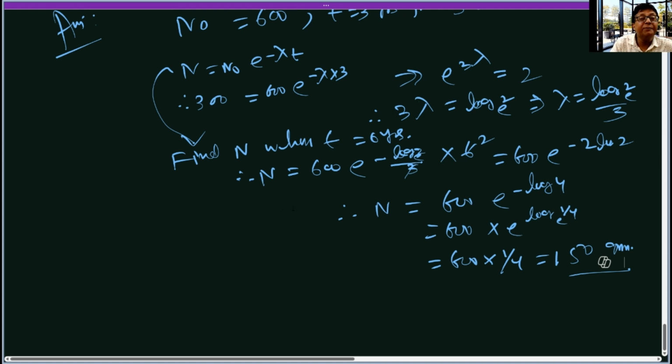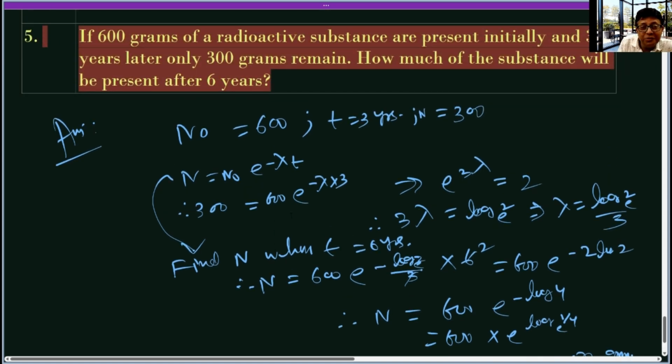So how many half-lives passed here? This is a very common question. 600 to 300, 300 to 150. That's why it's 6. In 3 years, it will be half. Another 3 years, it will be another half. That's why it is 150. Hope you have understood.